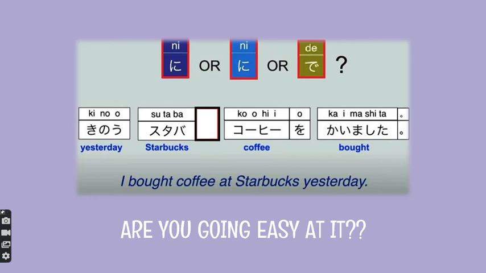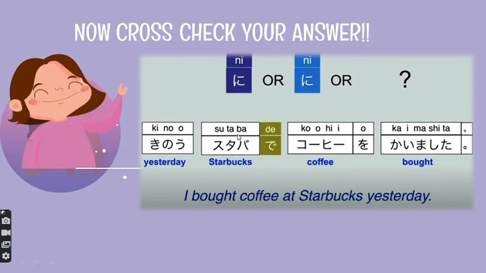So 昨日スタバ blank コーヒーを買いました。買いました。So 買います, to buy. 買いました, past tense of buy, bought. So the action of buying coffee was carried out yesterday at a place called Starbucks. So the place of action is marked by the particle de. Yes, so now it will be 昨日スタバでコーヒーを買いました。Yesterday I bought coffee at Starbucks.